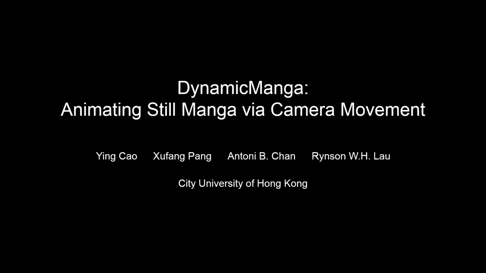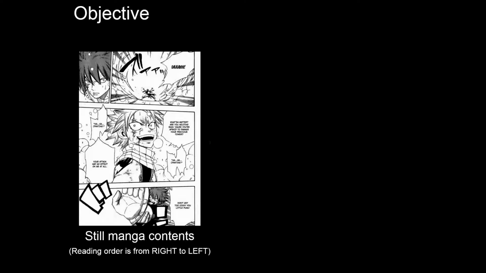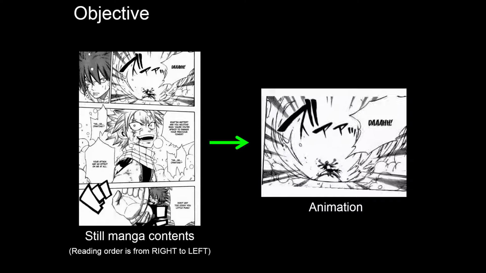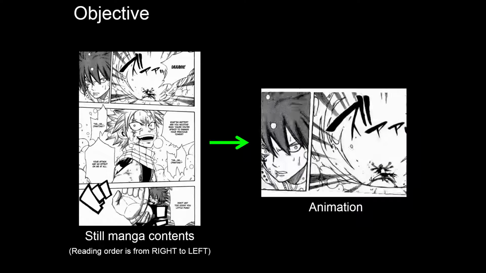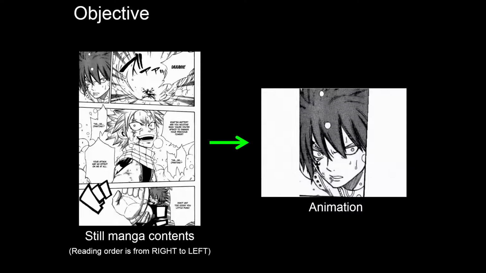In this work, we propose a method for generating an animation from still manga contents using camera movements. Given still manga contents, we generate an animation that effectively tells the story, by simulating camera movements over the manga contents.